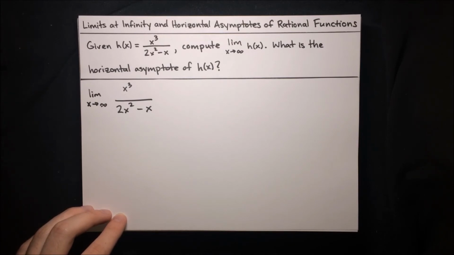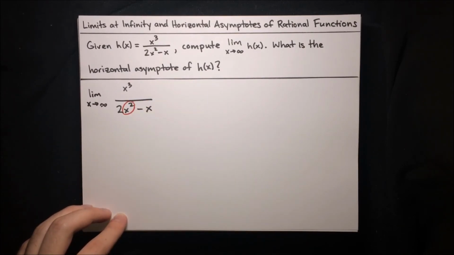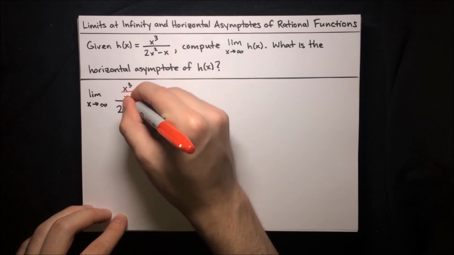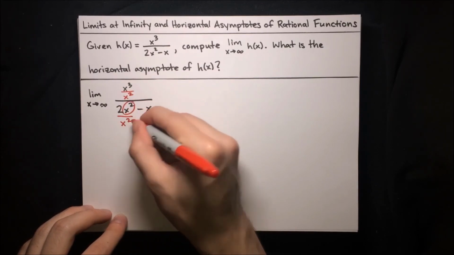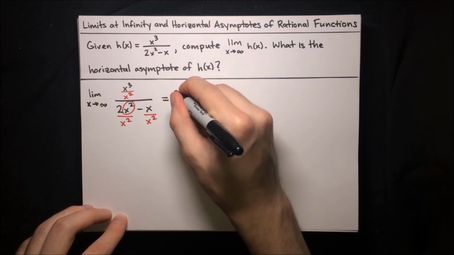We look for the highest power of x in the denominator. Here that's just this x squared here. And we divide both the numerator and the denominator by this highest power of x. So go ahead and divide the numerator by x squared, and all the terms in the denominator by x squared as well. Now we simplify all of these terms.